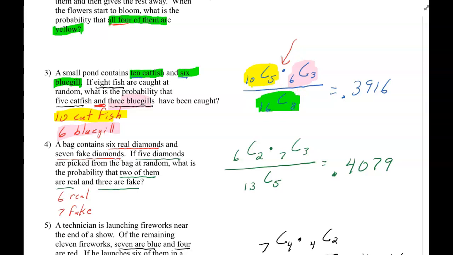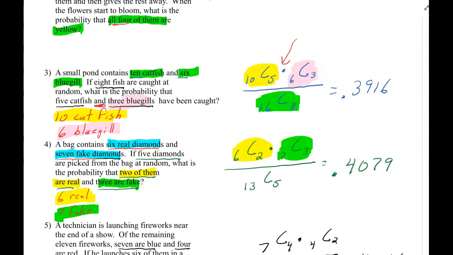For problem number 4, you have a bag that has 6 real diamonds and 7 fake diamonds. So there's a total of 13 diamonds. If 5 diamonds are picked from the bag at random, what is the probability that 2 of them are real and 3 are fake? So for the real ones, you want to choose 2 out of the 6 that I just highlighted. So the first part of the numerator, favorable, is 6 choose 2. Then you need 3 fake ones out of the 7. So the second part of the numerator is 7 choose 3.